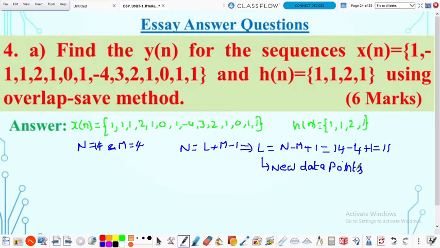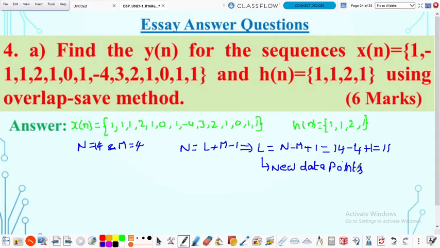The input sequence x of n is divided into blocks of data. Each block consists of the last M minus 1 data points of the previous block followed by L new data points to form a data sequence of length N equal to L plus M minus 1. So for the first block of the data, the first M minus 1 points are set to 0.